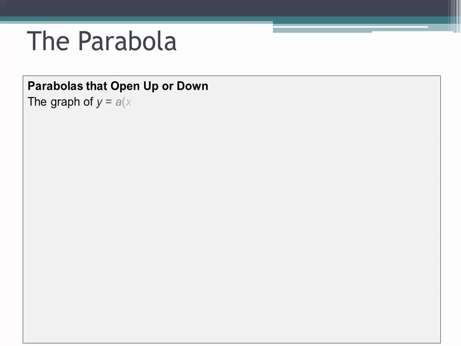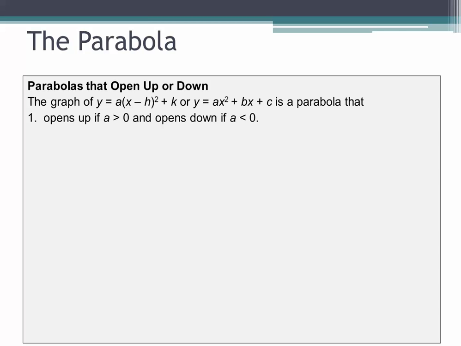Now the specifics of the graph are as follows. The graph of y equals a times x minus h squared plus k, which is just another way to write y equals ax squared plus bx plus c, is a parabola that opens up if a is positive and opens down if a is negative. The vertex has the ordered pair h, k, which can be seen in the vertex form of the equation.